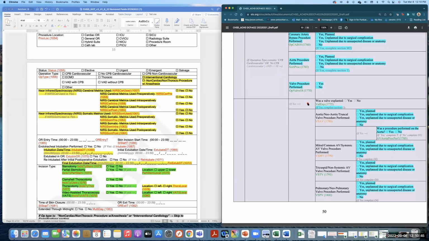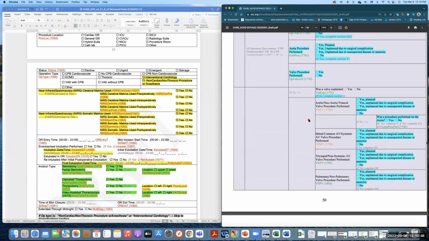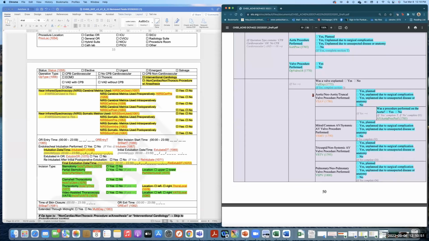So you answer that question, then you move down through each one of your valves. So you've got your aortic, neo-aortic, truncal valve, and they want to know the same things. Was it a planned procedure? Or was it unplanned due to a complication, or unplanned due to unsuspected disease, or no, I didn't do one? If you say yes to any of these, then there's a child field that comes over and it says, was a procedure performed on the aorta, yes or no? Now, I know this is a little awkward because you've got an aorta procedure at the top, you've got valve procedure at the top, and yeah, we're asking it again.